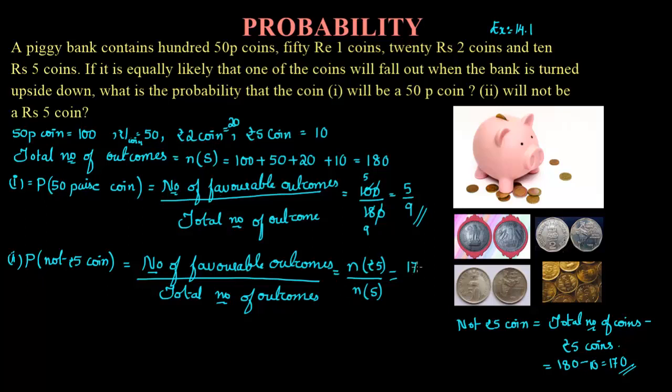So 170 divided by total number of outcomes, which is how much? 180. So the 0 and 0 will get cancelled, and you are going to have the answer 17 by 18. So you can see this cannot be simplified by dividing by a common number, so you will just leave it as it is. 17 by 18 is the answer.